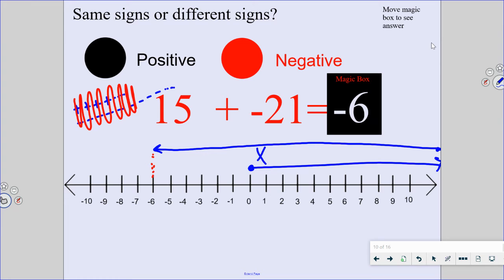You can see on the number line, there's going to be zero pairs. So maybe you went off to the side, or mentally you said, okay, if all the 15 disappears, what is left?